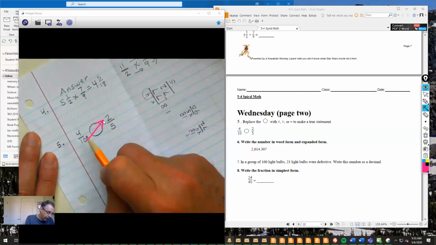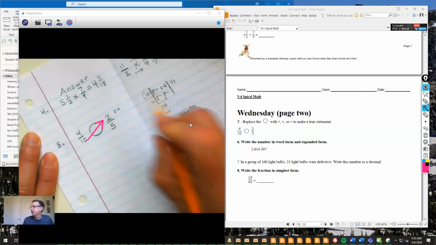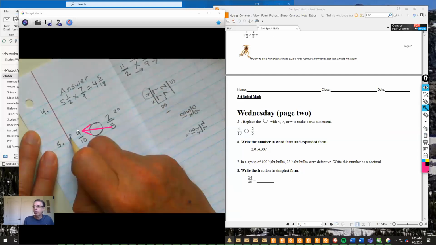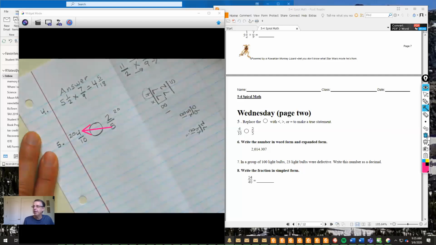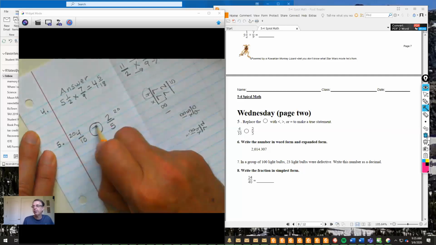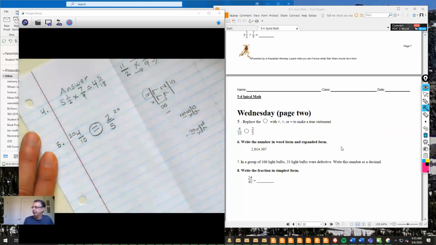To cross multiply, I'm going to take 2 and 10 and multiply. 10 times 2 is 20. Then I'll cross multiply again on the other side by starting with the bottom 5 and going up to 4. 5 times 4 is 20. Well, 20 is the same thing as 20. So that means that 4/10 is equal to 2/5.